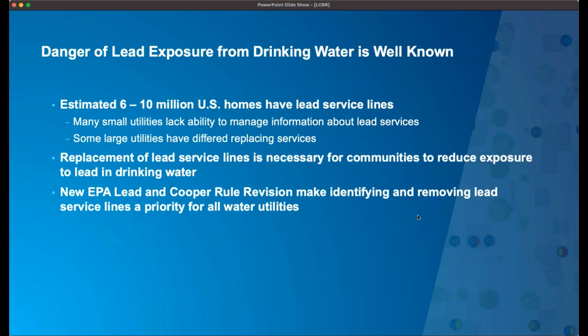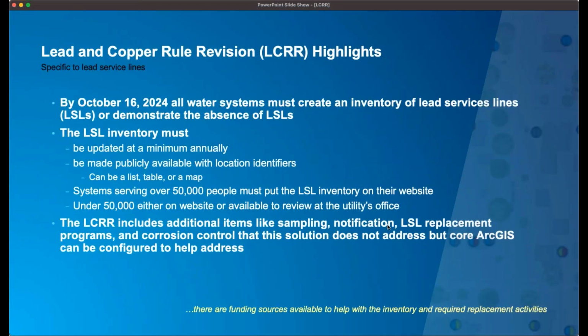And there is a new EPA lead and copper rule revision, commonly referred to as the LCRR, that makes identifying and removing these lead service lines a priority for all utilities. So, if you will, it closes the loopholes around the old regulations about lead service lines, and it really provides some very firm guidance on how to manage them going forward and the need to inventory them. So I just want to share a few highlights of the LCRR specific to lead service lines. If you take the time to read the LCRR, it is a few hundred pages, and it's very comprehensive. It includes regulations and rules around sampling, around customer notification, around replacement activities depending on lead thresholds in your community, and corrosion control activities. But our solution and our focus today is around lead service lines.